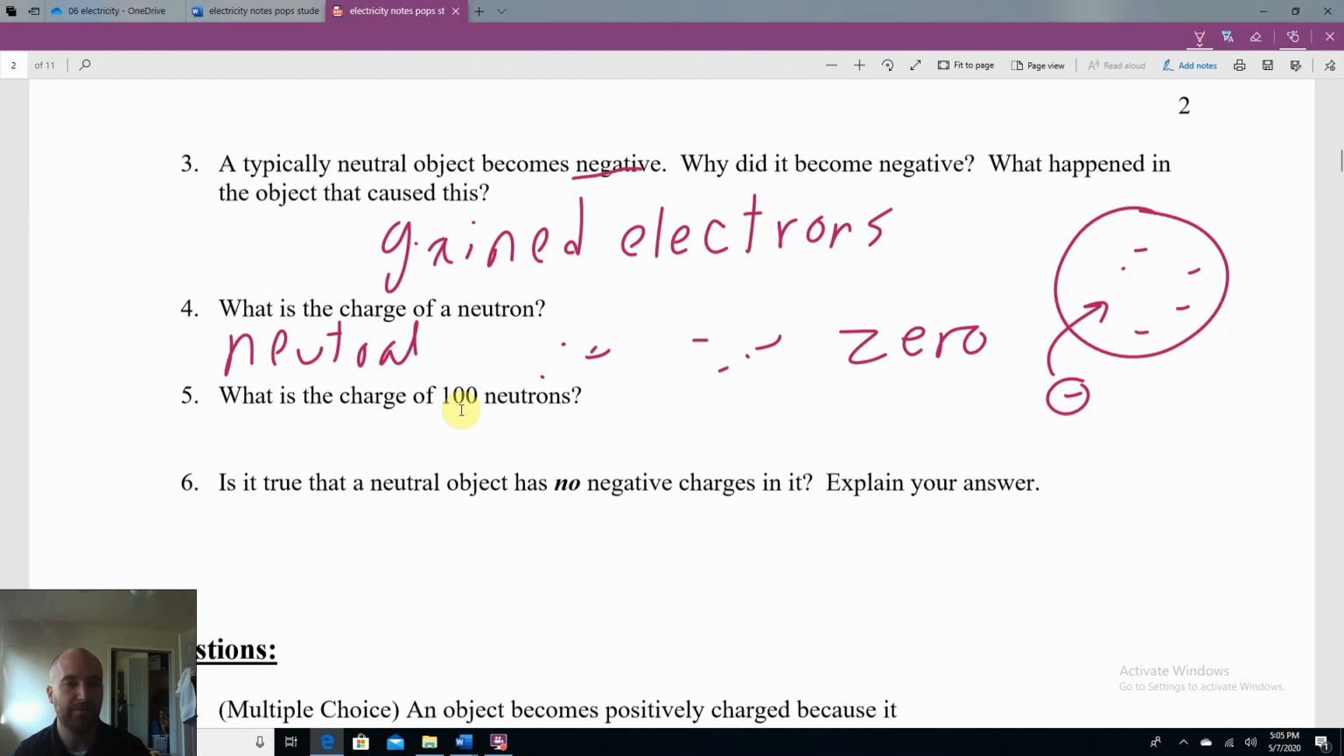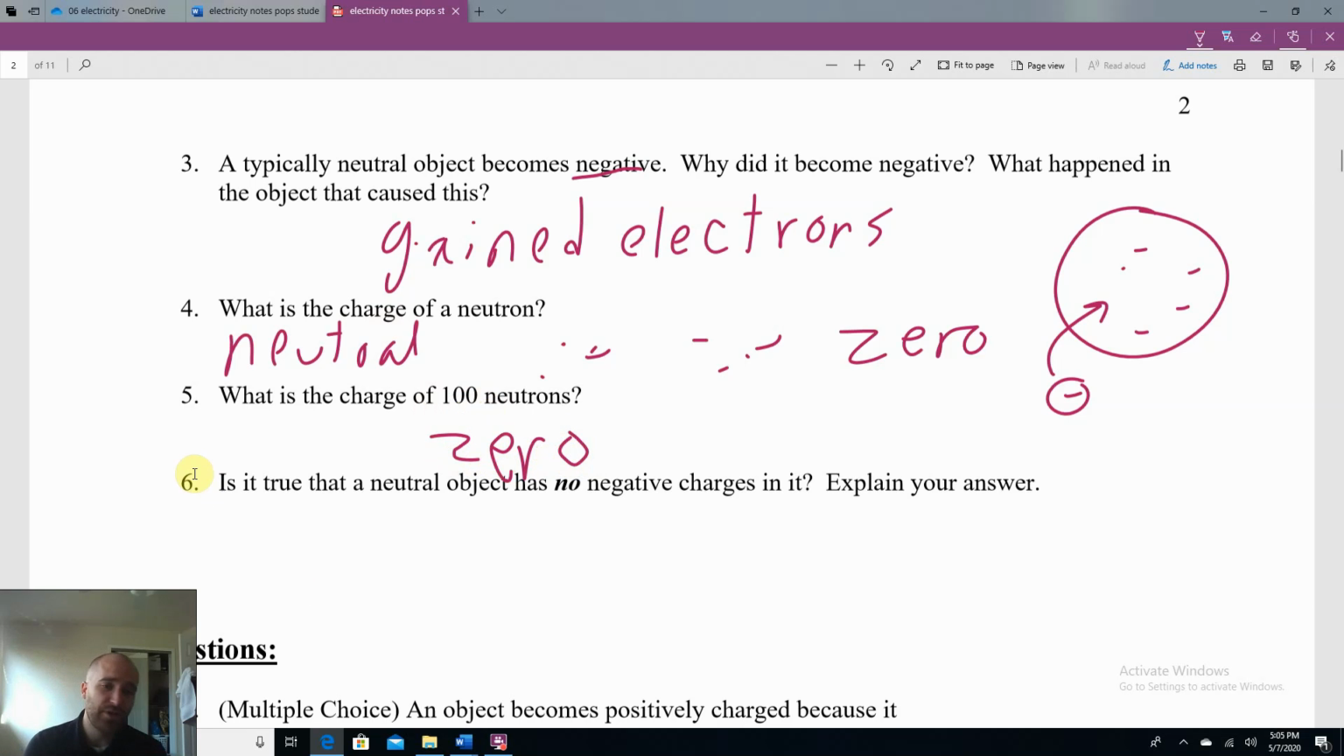Both perfectly fine. What's the charge of 100 neutrons? Well, if one of them is 0, then 100 times 0 is still 0, or still neutral. So I'm trying to bring up this idea that electrons are not super interesting in the electrical department.